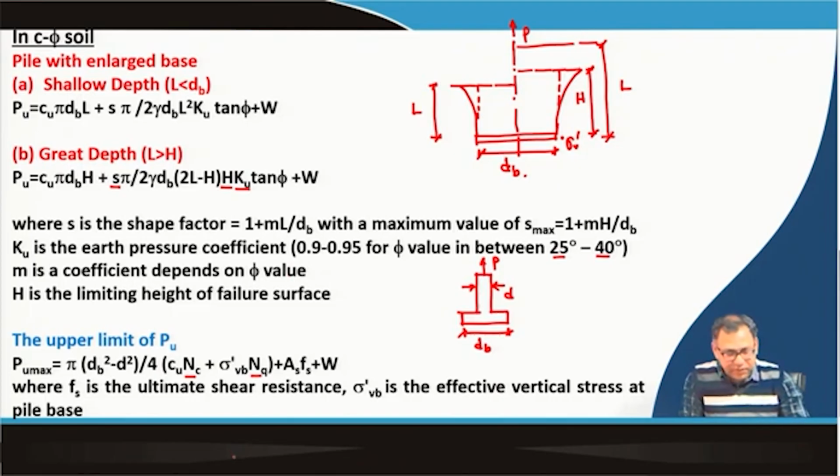So, if it is a c-phi soil, then you can calculate the Fs value, and As is the area of that shaft, then that will be your Fs. Fs is the ultimate shear resistance, and As is the outside area of the shaft. So, this you have to check, and then you will get the uplift capacity of the pile.